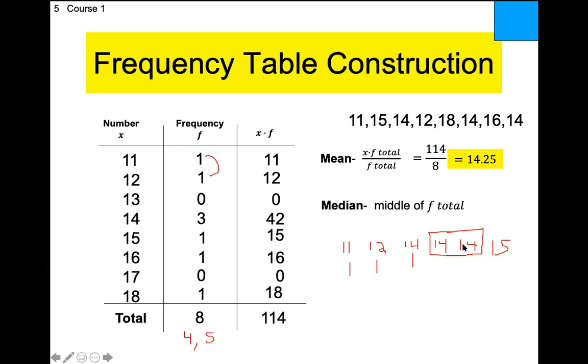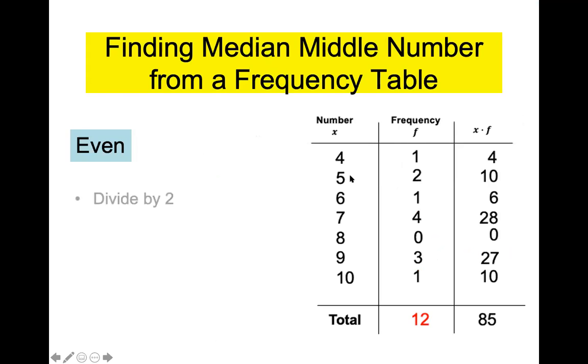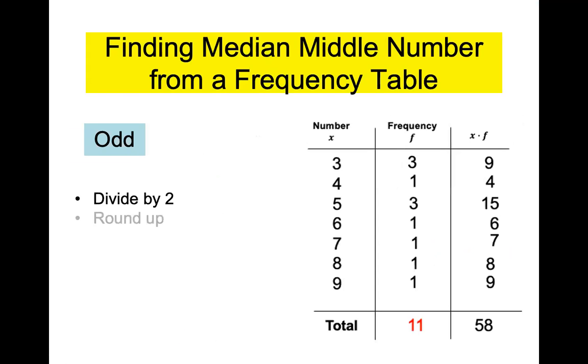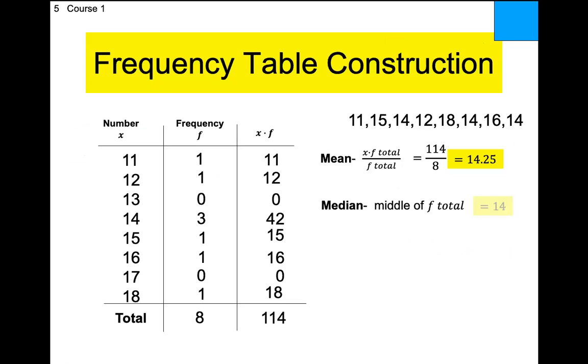Okay, so I take those two numbers, add them together, and divide by 2. 14 plus 14 is 28, divided by 2. Well, the middle number is 14. So the median is 14. All right, that was just an explanation of odd or even. All right, so the middle number is 14.